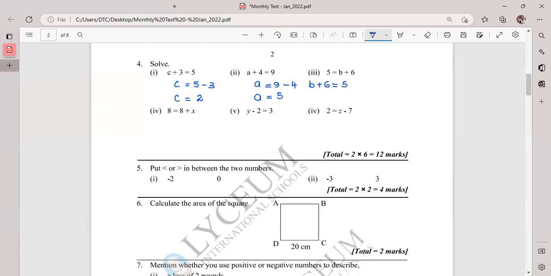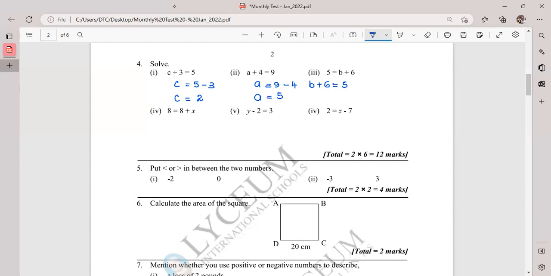And 5 is here. What I did, I just changed their side, right? The 5 was on the left side and I brought it to the right side. B plus 6 was on the right side, then I brought them to the left side. I just changed their side. Therefore, we don't want to change the sign, right? They don't get confused with that.